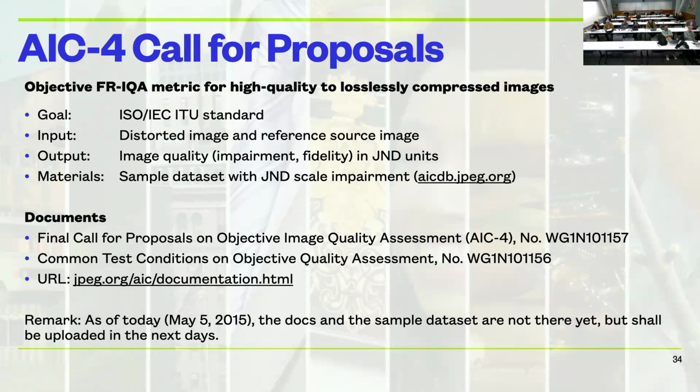And so we give out the sample data set with the scale impairments as you have seen it here in this presentation. There are 2 documents available. The final call for proposals just came out a couple of weeks ago in Brussels, and the common test conditions also. And this is the URL for it. It's not there yet, but it should be in the next days.